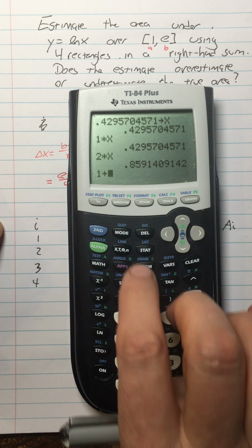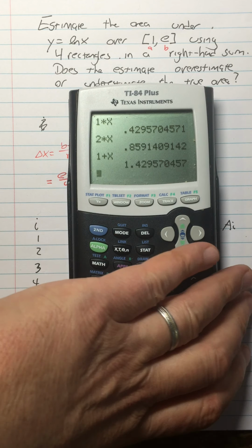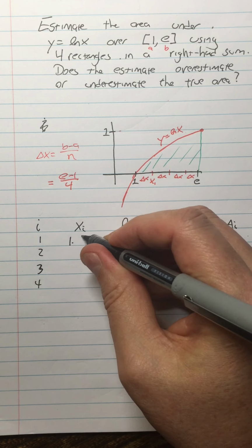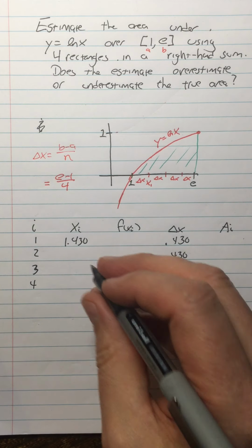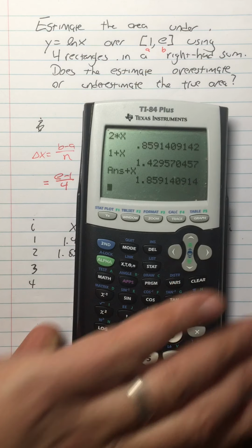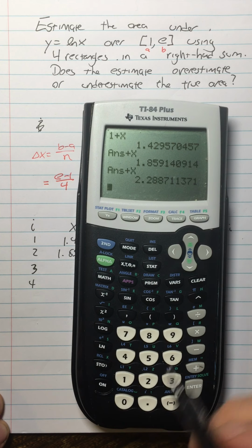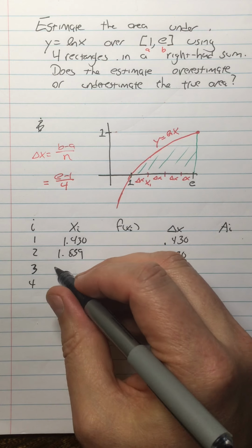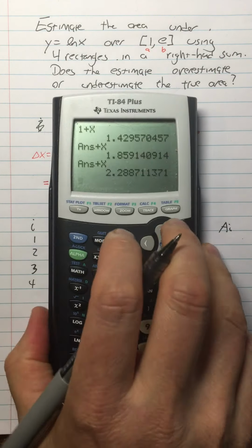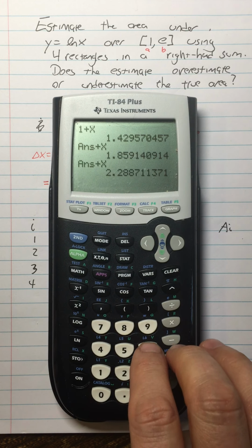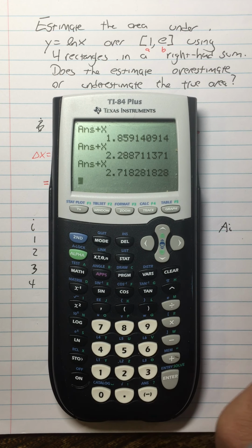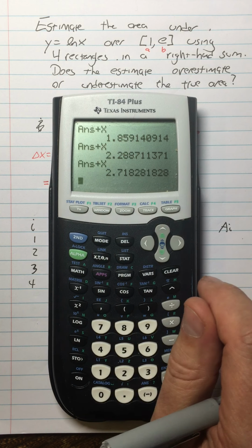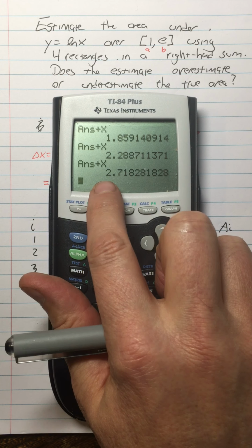So all I have to do is go 1 plus x, which is really delta x, and I get 1.430, which I could have guessed, since 1 plus 0.430 would be 1.430. But now I can just keep going plus x, and I get 1.859, and then I'm going to go plus x again, remembering the variable I have stored as x is really delta x, so now I have 2.289, and then one more time. Oh, I didn't intend to do that, but that's cool. All I did was hit enter, and it just repeated the same pattern. Now I get 2.718.